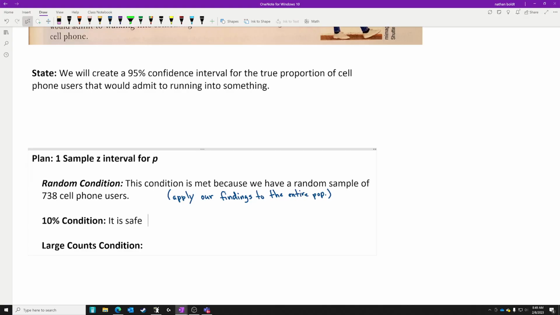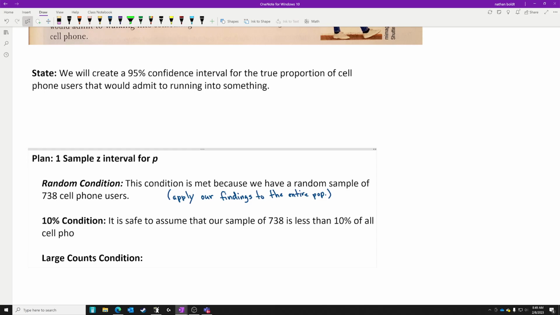It is safe to assume that our sample of 738 is less than 10% of all cell phone users. There are definitely more than 7,000 cell phone users, so we are definitely less than 10%. Again, we have to do this because we are sampling without replacement, right? We've done the 10% condition before. That part's not new. So it's still a thing.